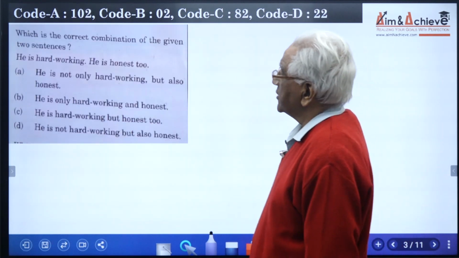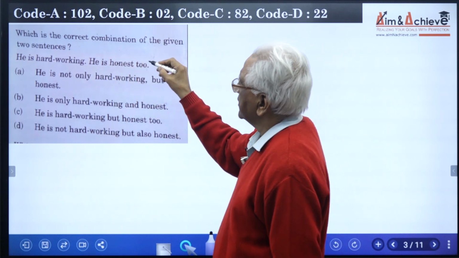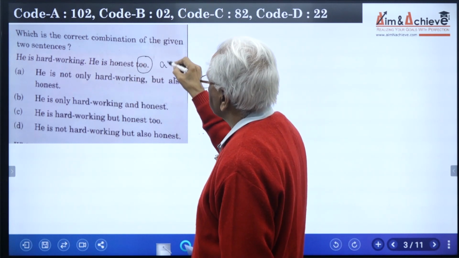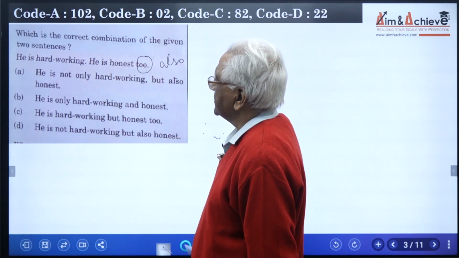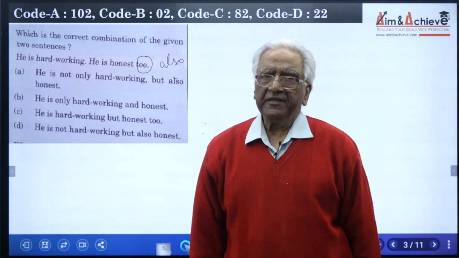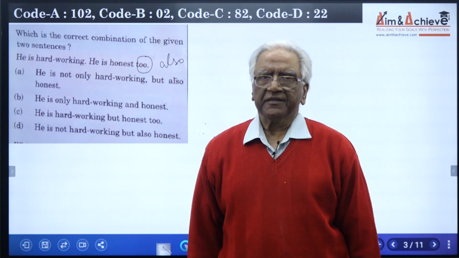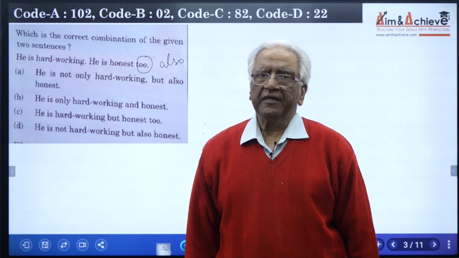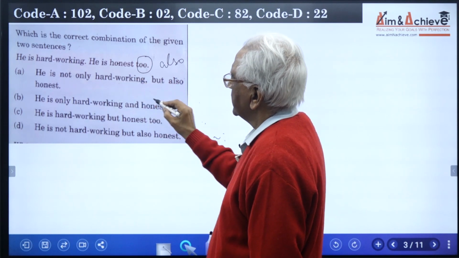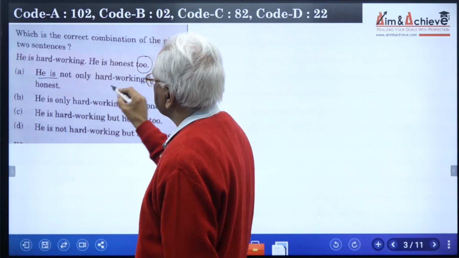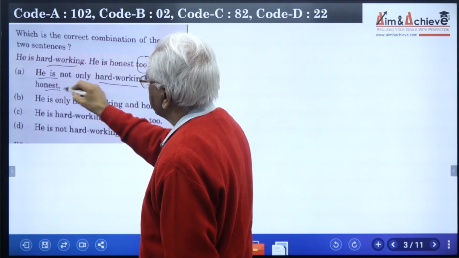And here the two sentences are: he is hardworking, he is honest too. Here the word too means also. Now if we have two sentences and we have this also, that means there are two factors which are coordinating, explaining that person's personality by using suitable adjectives. So here he is not only hardworking but also honest. The basic sentence is he is hardworking, which is here, and he is honest, that is here.